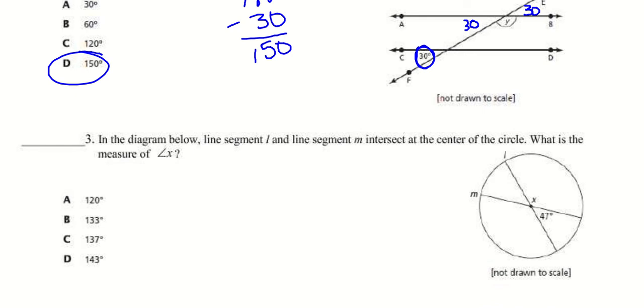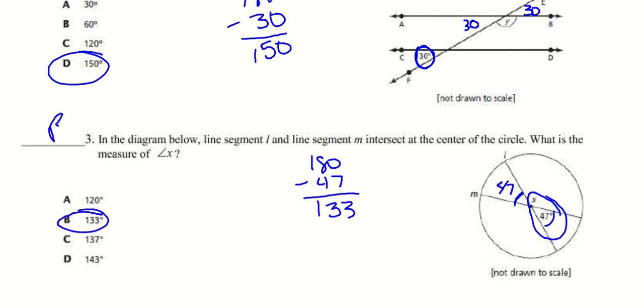Number 3, what is the measure of angle X? So remember the bow tie angles. These are vertical angles, so those are equal, just to review. But these angles next to each other are supplementary. So we would just want to do 180 minus 47, and that ends up with 133, which is choice B here.